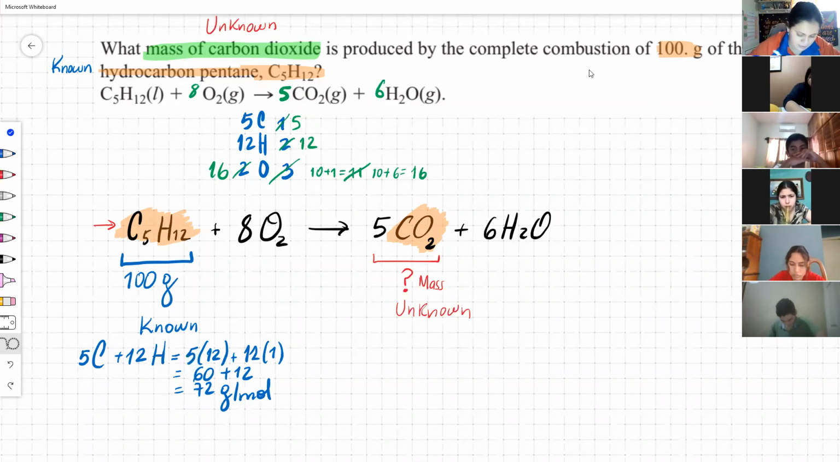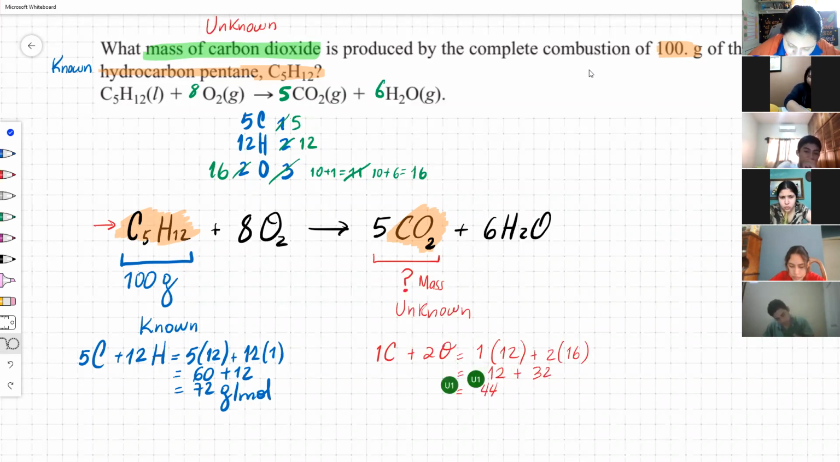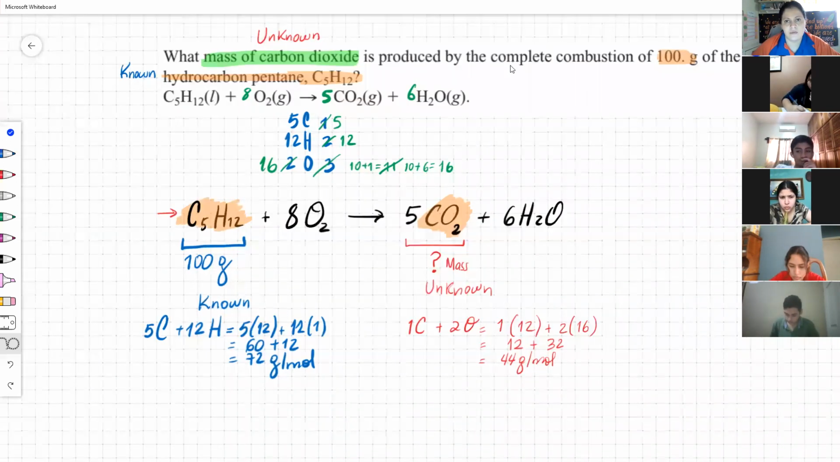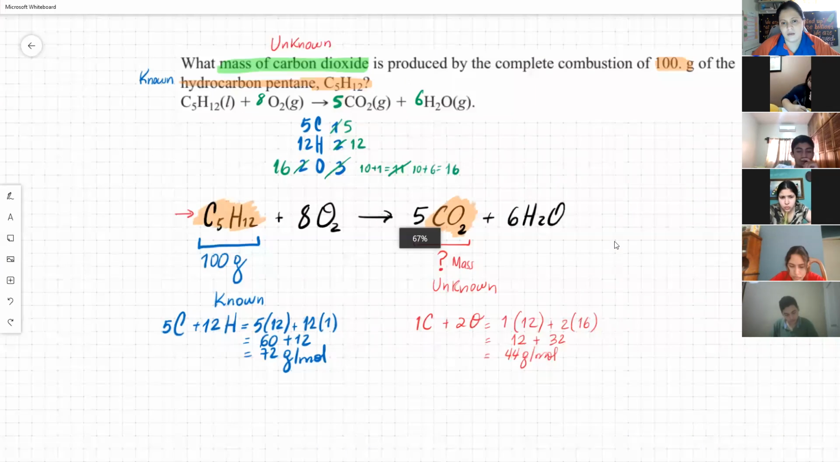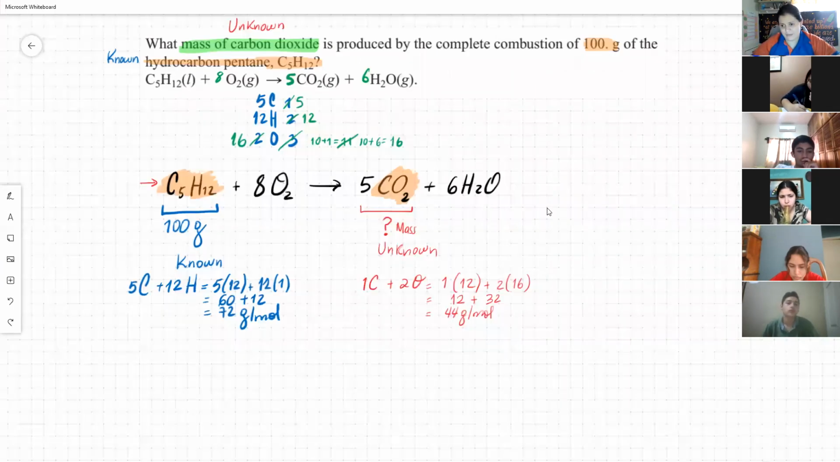The second one, the unknown, is the molar mass of 1 carbon plus 2 oxygens. So this is 1 times 12 plus 2 times 16. So this is 12 plus 32. In total, this is 44 grams per mole. Okay. So this is what we have so far.